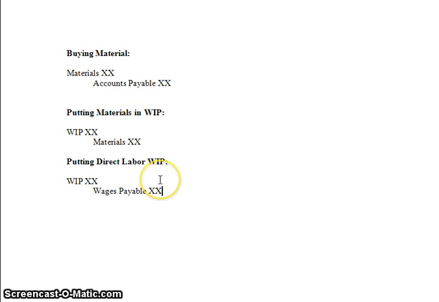Now if you remember way back, reaching back to your financial accounting days, normally if you had wages that you had to pay, it would have been a debit to wage expense and a credit to wages payable. Well, it's not a debit to wage expense anymore. Instead of going to an expense account, those types of items are going to go directly into your WIP.